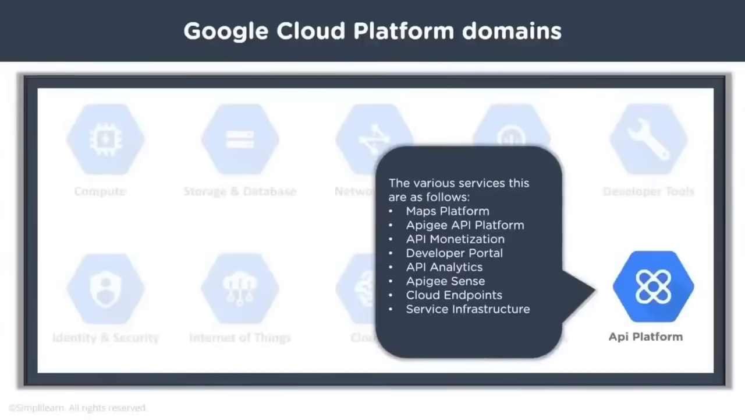If you would be interested in services related to the API platform, then there are different services under this category or domain. So you have Maps Platform, Apigee API Platform, monetization, developer portal, analytics, that is API analytics, Apigee Sense, Cloud Endpoints, and Service Infrastructure. So these are some of the listing of services under each cloud platform domain.